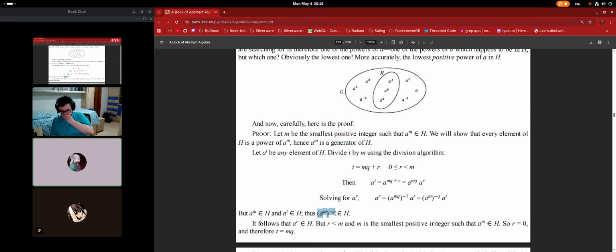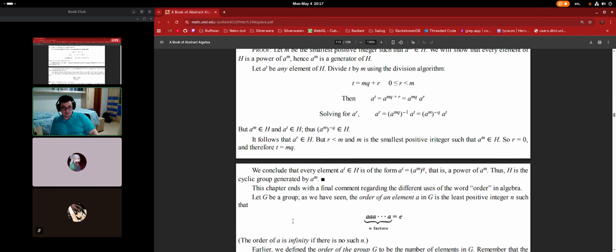Well, we know because the one inside of the parentheses is a member of H, right? Yes. And q is an arbitrary integer, which we don't know what it is, but it's an integer, which means it's a power of a^m. Yes, I see. It follows that this is true, but we know by the division algorithm that r needs to be smaller than m, and m is the smallest possible integer. Well, there's a typo here. Such that this is true, which means that r must be 0 and therefore t must be equal to that. Again, we've seen these proofs before with the whole division algorithm. That's fine.